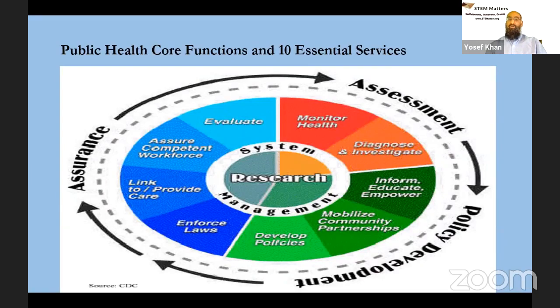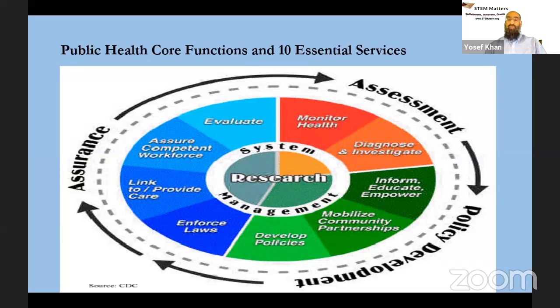The essential services include monitoring the health, so understanding what is occurring in a community, doing surveillance to see how many individuals are having a condition or a certain disease. The second aspect is diagnosing and investigating. That includes trying to figure out why a disease is occurring, where it's occurring, is it occurring in a certain population?